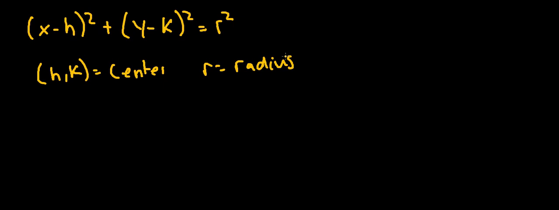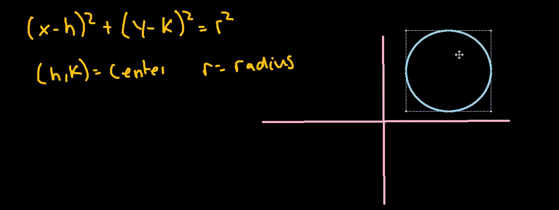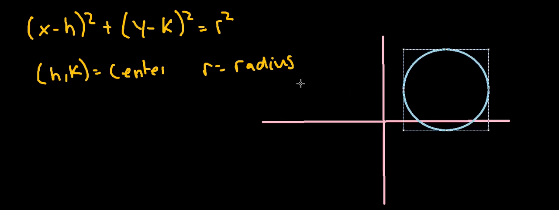So let me explain where this comes from, and hopefully you'll have a better understanding of what this equation is and what it means. Let me make a graph first. And let's suppose I have some circle. We'll say this is a circle. We'll just put it there.